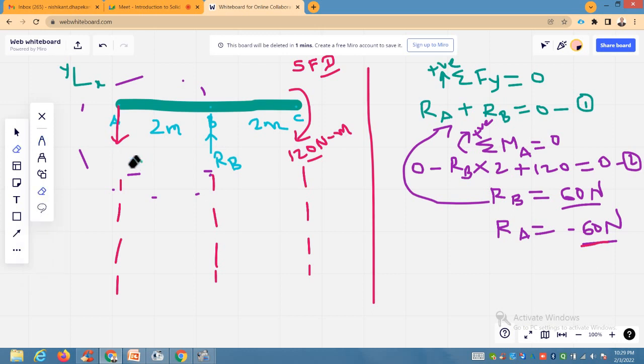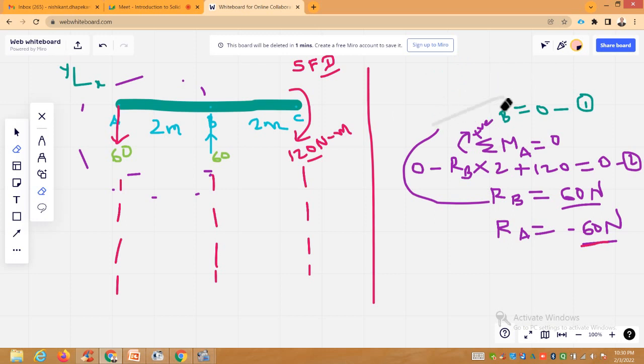So I will substitute now here the values of RA and RB. This is 60 newtons in downward direction, and this RB is plus 60 Newton, so I assume the direction is the correct one. So 60 Newton as it is, I have mentioned. In this way, you have now determined the reactive forces of the beam, and this is the first step, that you have to determine the reactions first.